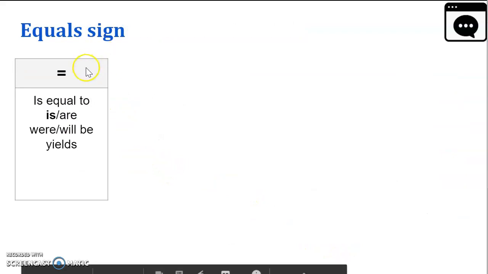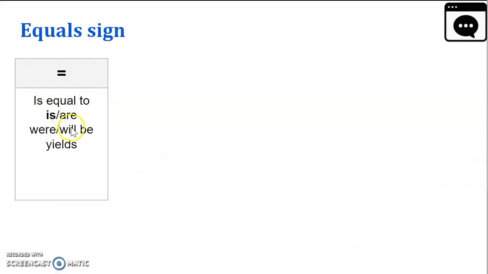Then finally, the equal sign. The words that represent equals in English are "is equal to," or "is," or "are," or "were," "will be," "yield." These are all equal signs. So whenever you see these, you should be changing that to the equal symbol.